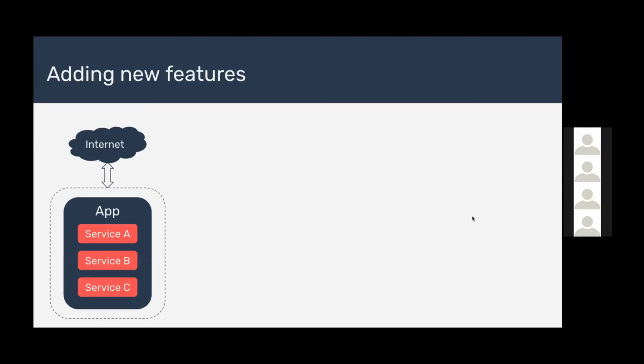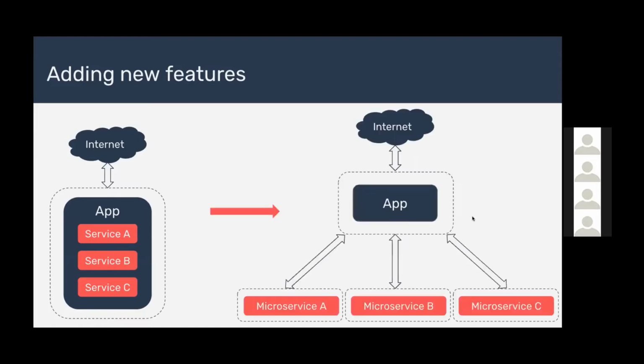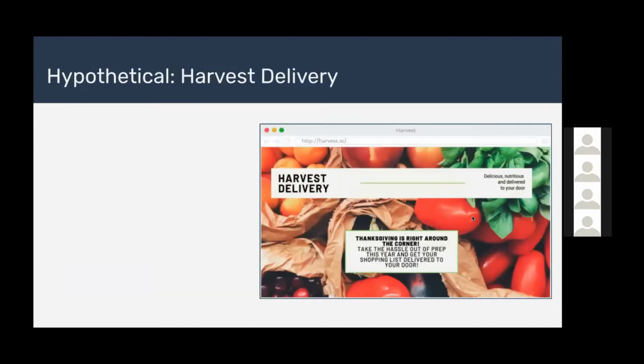Specifically, when we refer to adding new features, we are referring to an organization that has a monolith, and they want to add the new features that are required to migrate to a microservices architecture. And to get a better understanding of the challenges facing an organization that wishes to make such an architectural change, we'd like to introduce you to our hypothetical company called Harvest Delivery. Harvest Delivery is a mid-sized retailer that provides an online grocery shopping service.